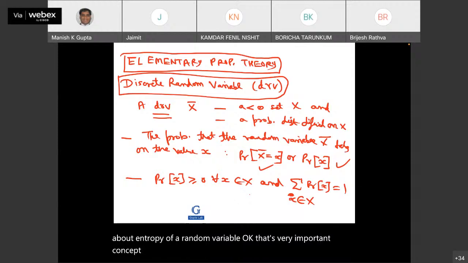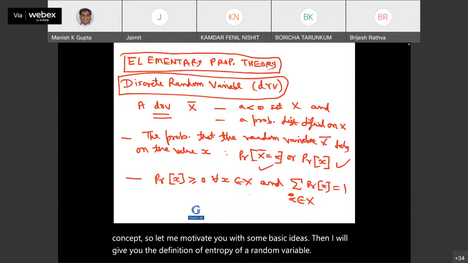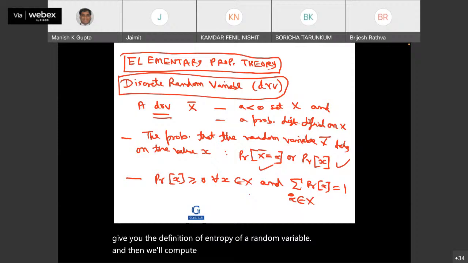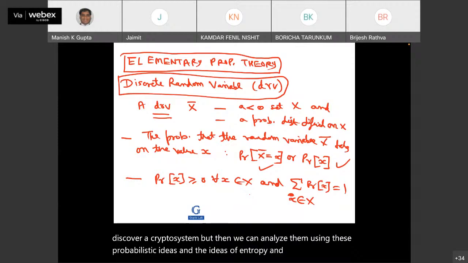Let me motivate you with some basic ideas. Then I will give you the definition of the entropy of a random variable, and then we'll compute entropy for our crypto system. These are very important ideas. We may discover a crypto system, but then we can analyze it using these probabilistic ideas and the ideas of entropy, and then we know ahead of time how it is going to behave, right?